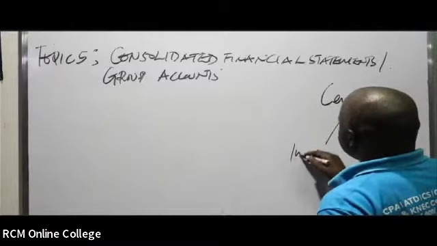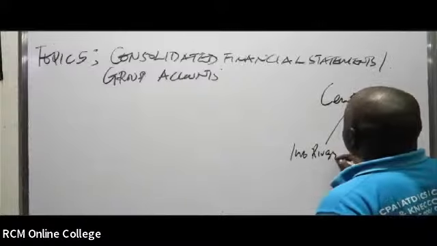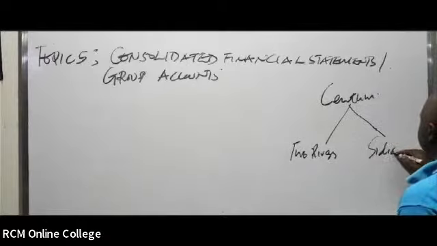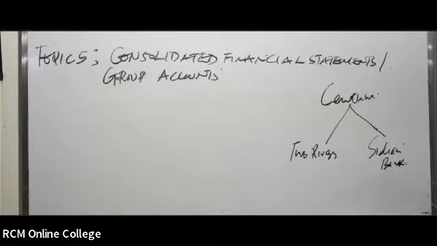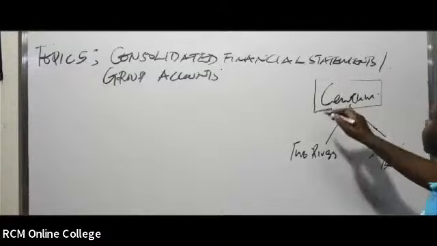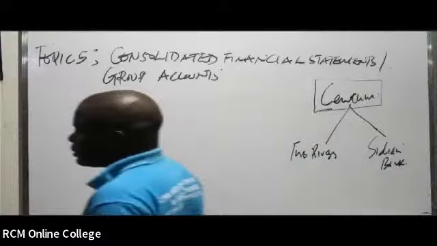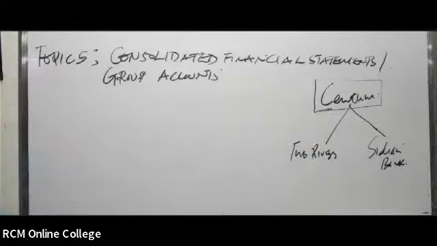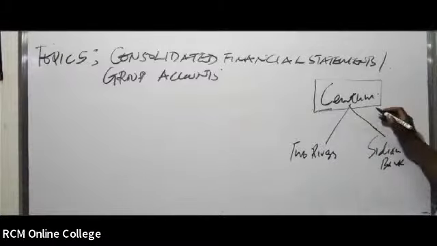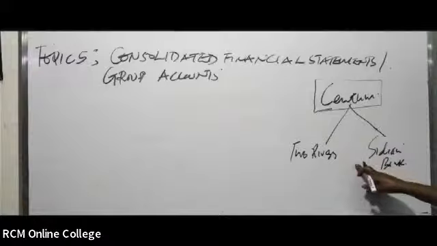We can have maybe Two Rivers, we can have in this case Cedian Bank, amongst others. So you realize that this Centum, if it is a company, we say it is a person. It is a legal person. So you must have been told that in your company law. There is a legal person that can be able to own shares in these other companies.